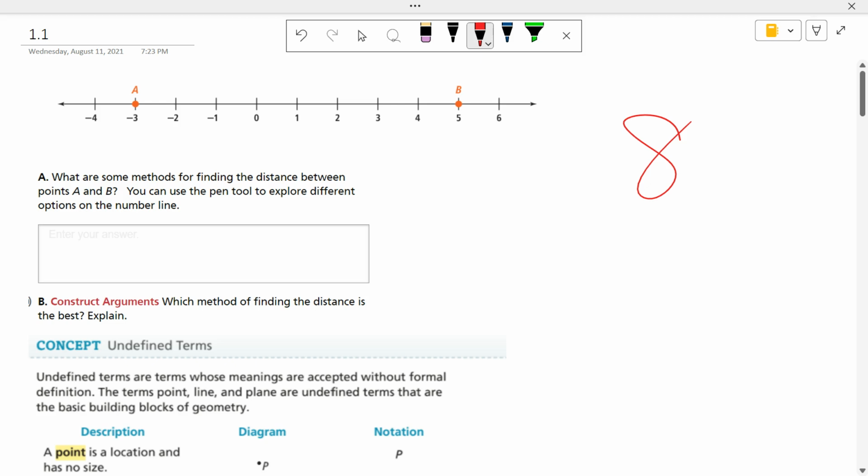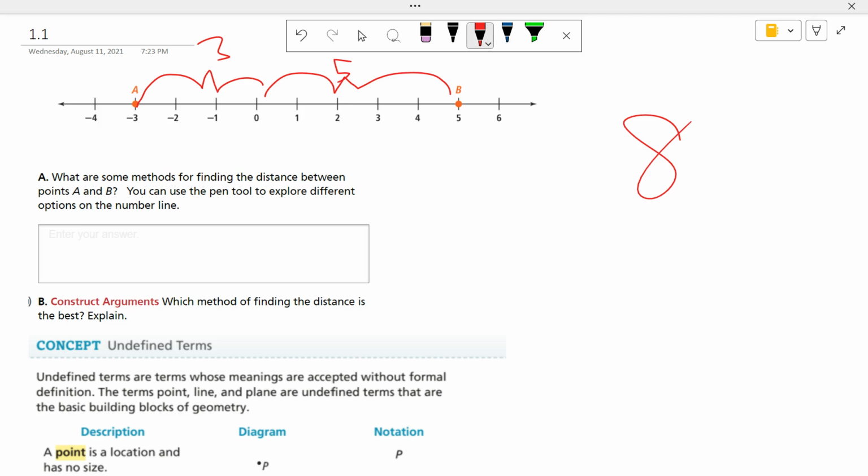Now, Corwin, how did you figure that out? It's 3 away from 0 and 5 away from 0, and 3 and 5 make 8. Great job, Corwin. Corwin actually used what is called absolute values to figure this out, and we'll talk about absolute values later.